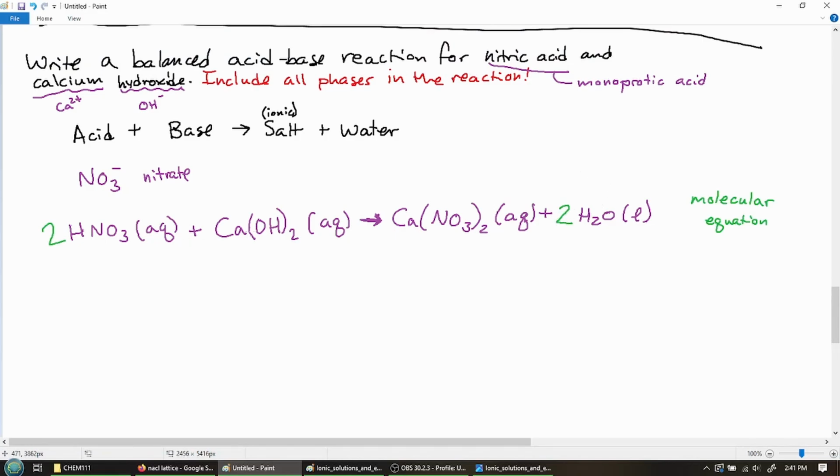Okay, so now if I take an accounting of everything, I've got 2 hydrogens plus 2 hydrogens on the reactant side. On the product side, I've got 4 hydrogens, so that checks out. Let's just balance the nitrate as a whole thing. I've got 2 nitrates, and I've got 2 nitrates on the product side as well. I've got 1 calcium and 1 calcium, and then I've got 2 oxygens and 2 oxygens. So this equation now seems to be balanced.